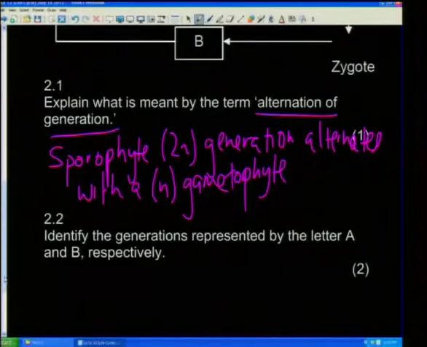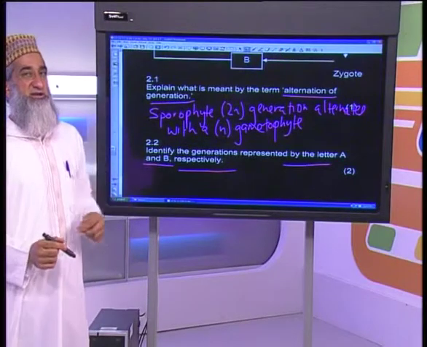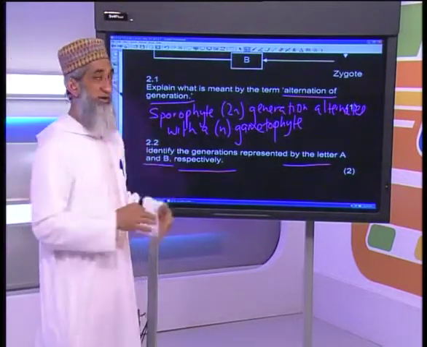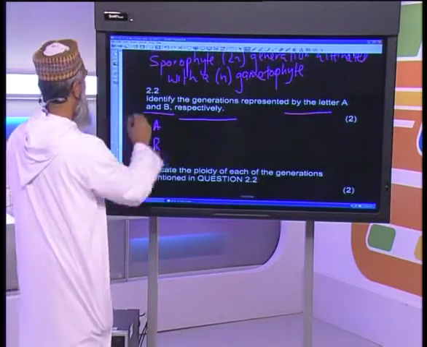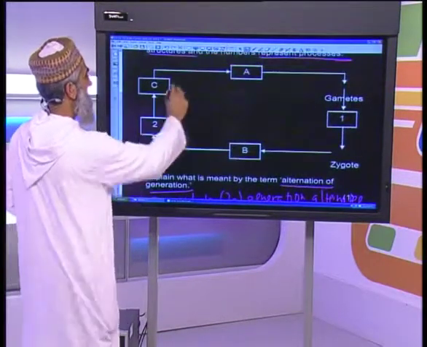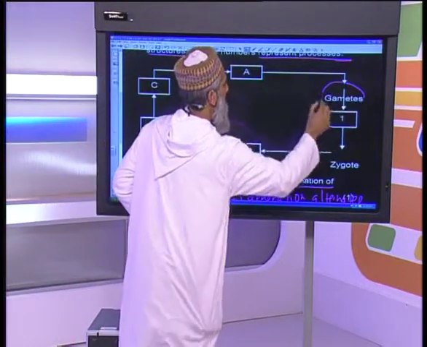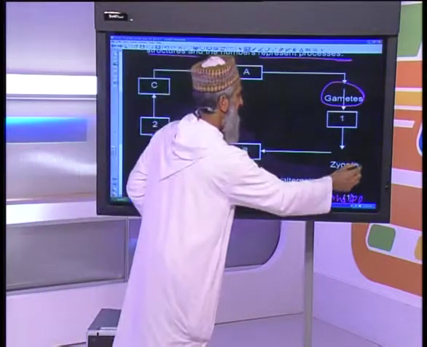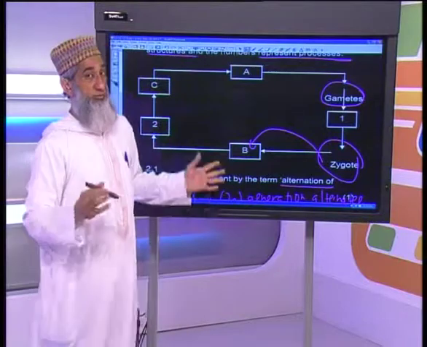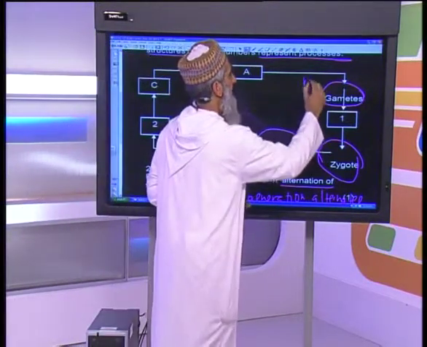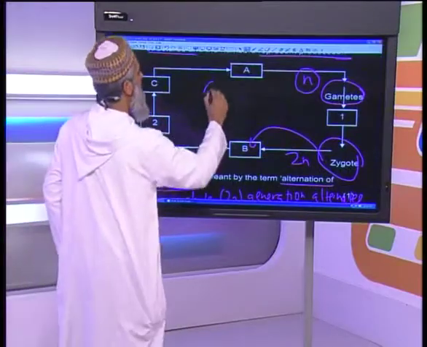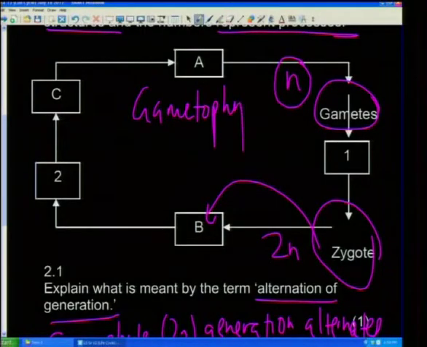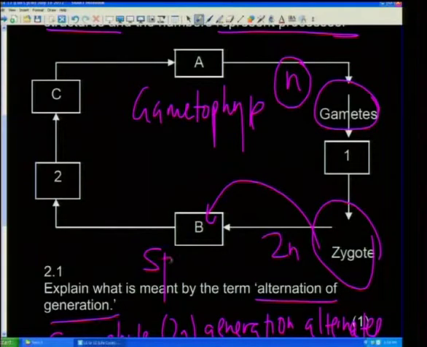Identify the generations represented by the letters A and B, respectively. Now, remember when they use this word respectively, even if you do not put A or B, if you put it in the right order, then you would get the answer correct. But try to avoid that. Always, if they say A and B, then write down in your answer book A and B, and next to each the answer. So they want to know the two generations. This is A, and notice what's coming from A. Gametes. And here we have the zygote. Those were the two clues. You know that gametes are haploid. And you know that the zygote is diploid. And therefore, A would be the gametophyte generation. And B is the sporophyte generation.